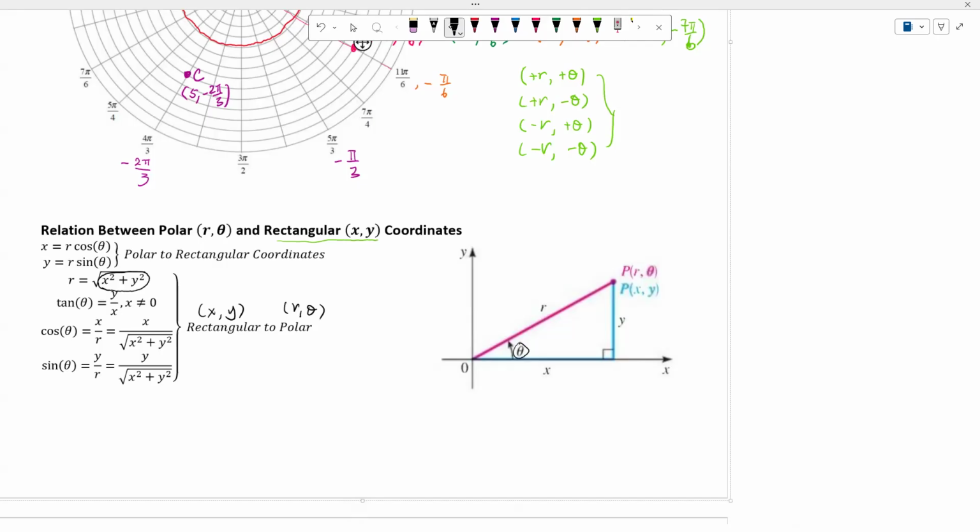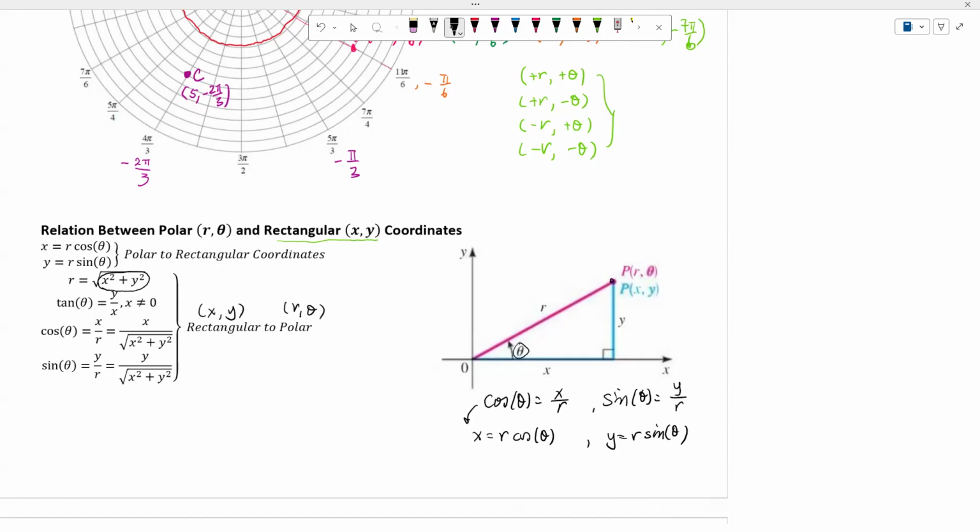And of course, we also know that cosine of theta is equal to x over r. Also, sine of theta is opposite y over hypotenuse. In other words, we could solve for x. x is equal to r cosine of theta, and then y will be r sine of theta. Okay, we learned this in chapter 5 as well.